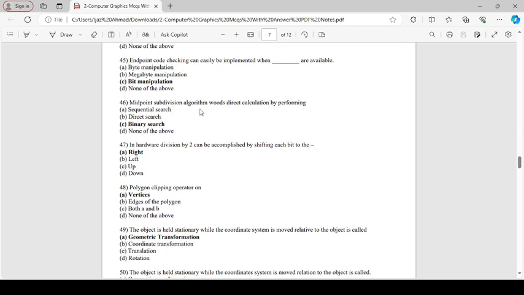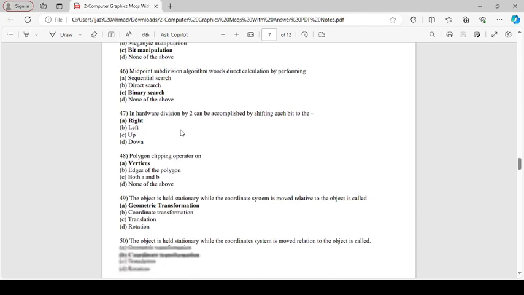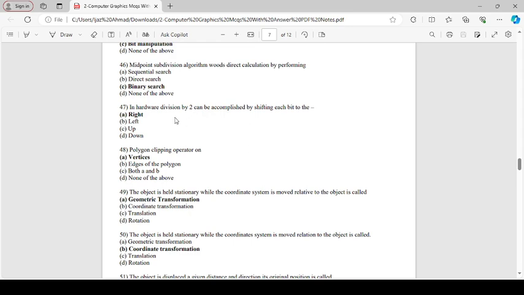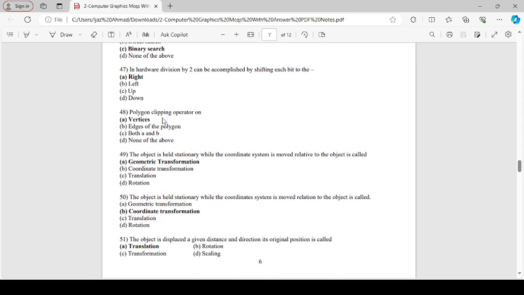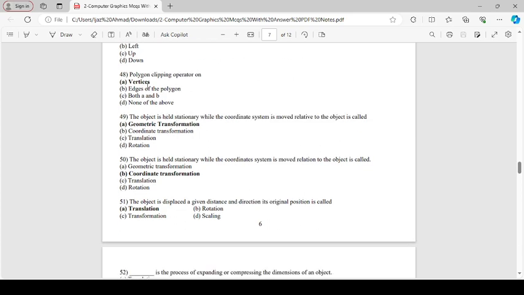Midpoint subdivision algorithm would be a direct calculation by performing binary search. In hardware, division by 2 can be completed by shifting each bit to the right. Polygon clipping operates on vertices.